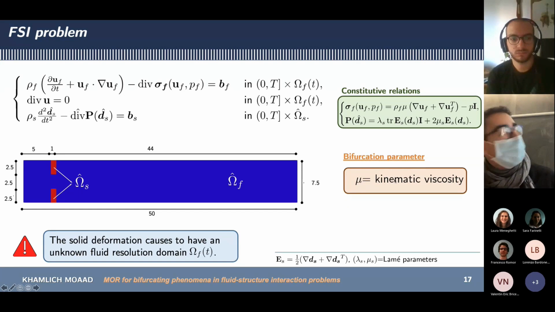And the main problem when dealing with a fluid structure interaction problem is that generally the Navier-Stokes equations are solved in an Eulerian framework, so in a spatial reference system, and therefore the mesh is fixed.